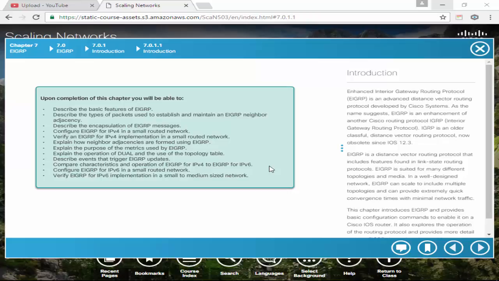Explain how neighbor adjacencies are formed using EIGRP. Explain the purpose of the metrics used by EIGRP. Explain the operation of DUAL, that's the algorithm, and the use of the topology state. Describe events that trigger EIGRP updates. Compare characteristics and operation of EIGRP for IP version 4 and EIGRP for IP version 6. Then we're going to configure it for IP version 6. Verify EIGRP for IP version 6 in a small to medium sized network. Woo! Here we go.